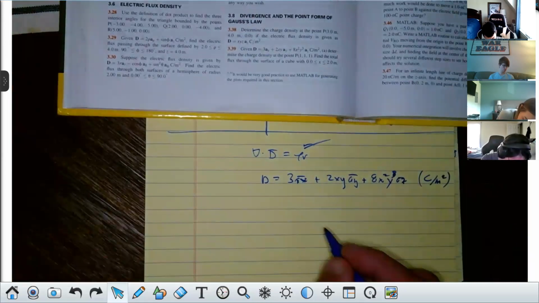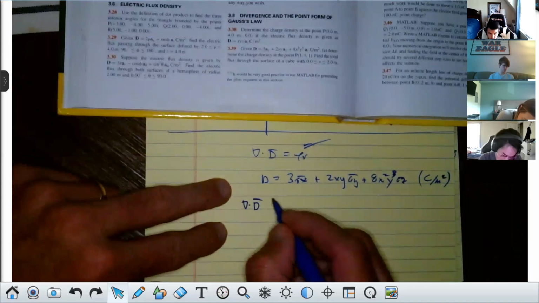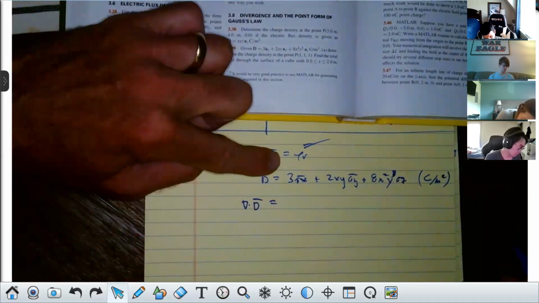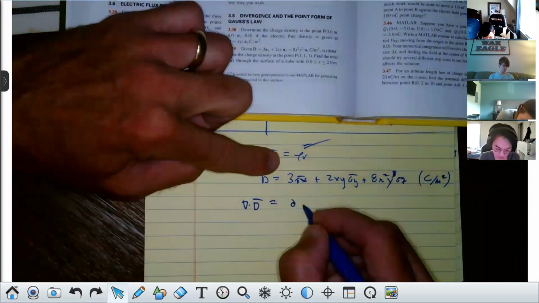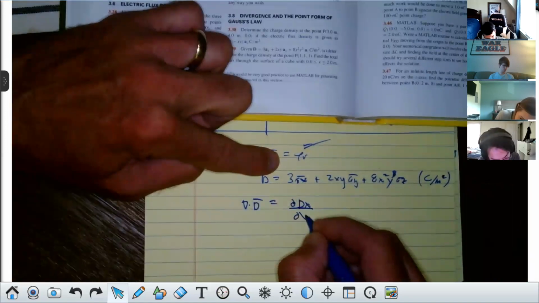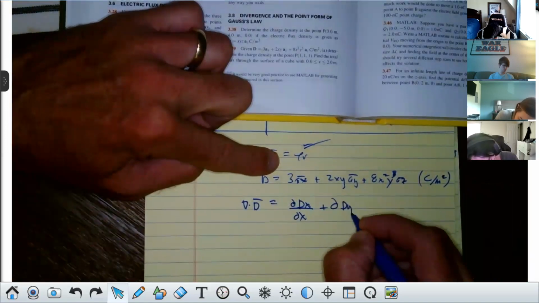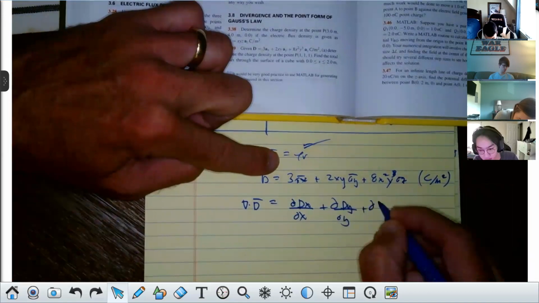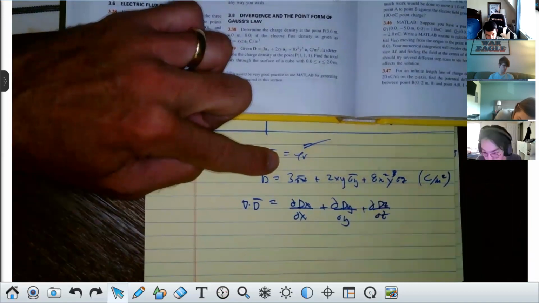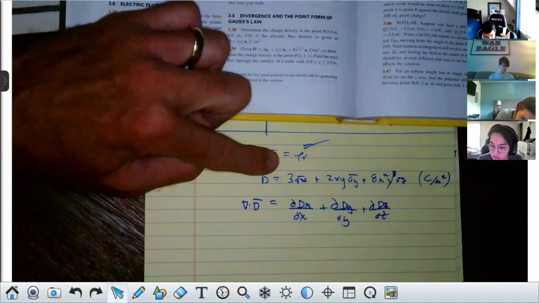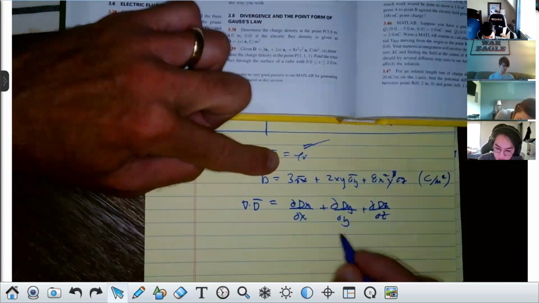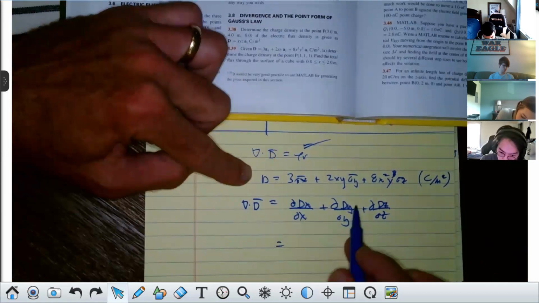So what's the divergence of D? You can look in the back of the book. Technically it would be the derivative of Dx with respect to x, plus the derivative of Dy with respect to y, plus the derivative of Dz with respect to z. That comes down to three simple derivatives. First of all, what is Dx?